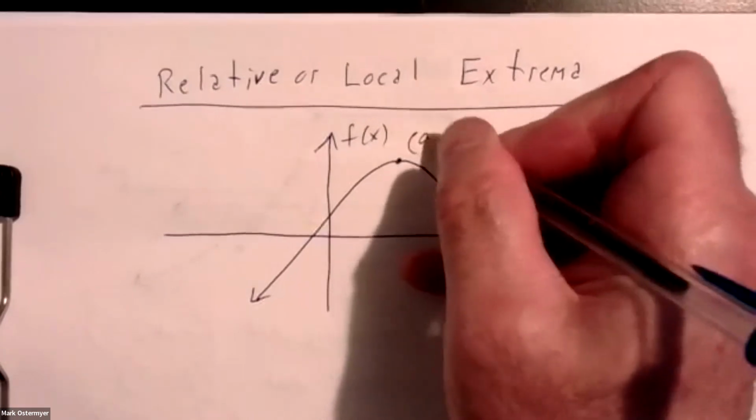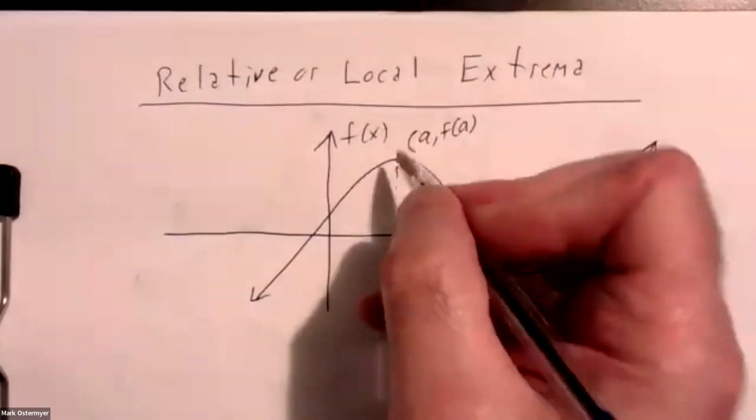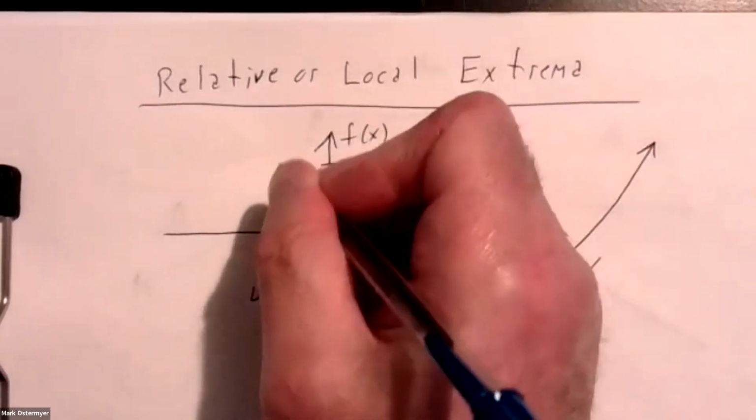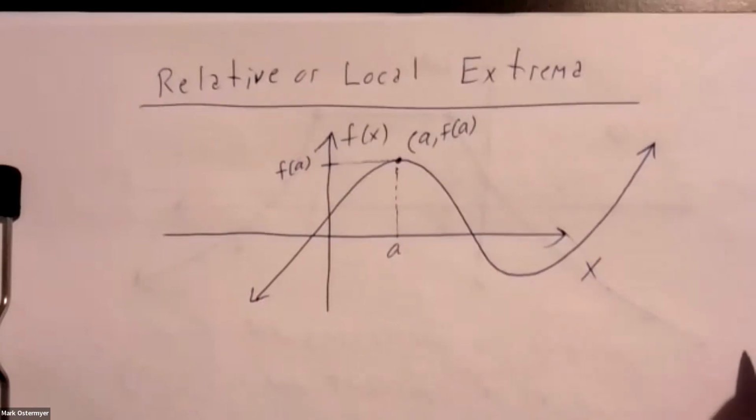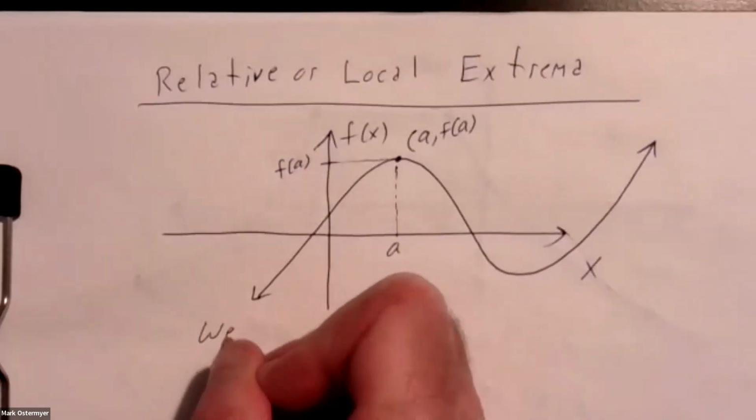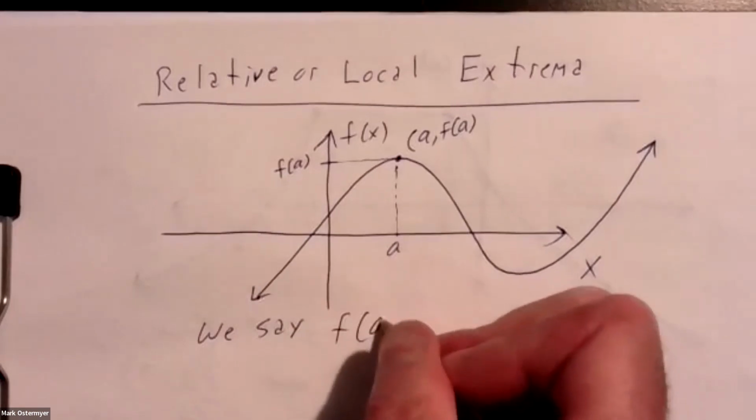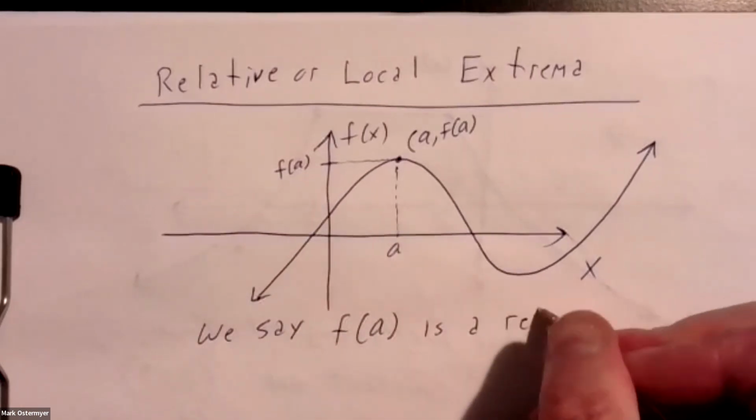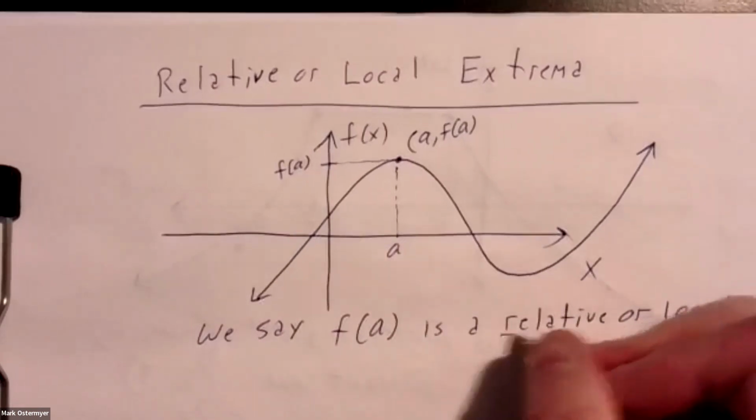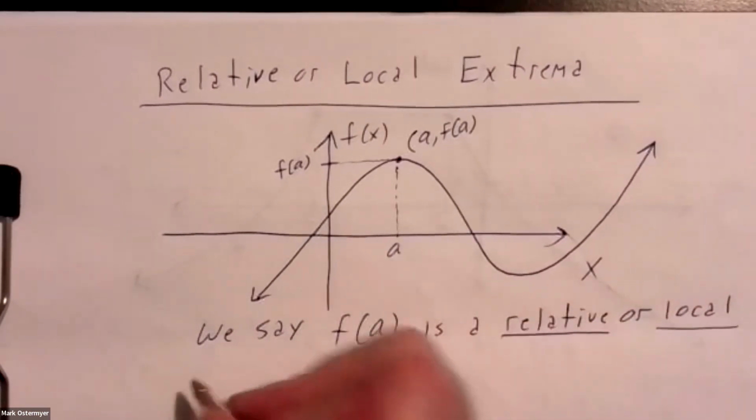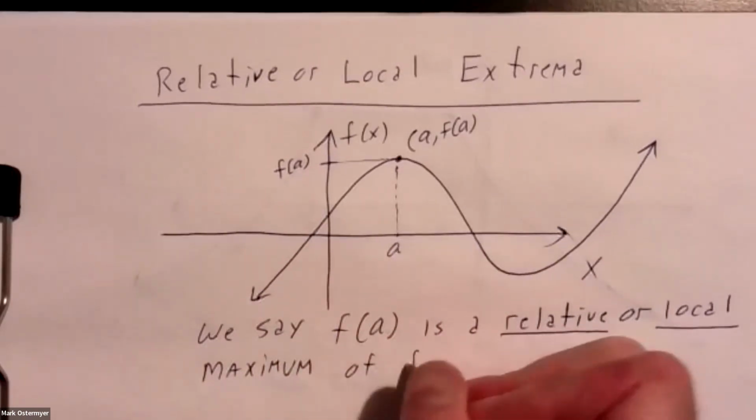I'm going to call this point here f of a. I project this horizontally back to the y-axis. I strike f of a. This is a on the x-axis. All right. We say f of a is a relative or local maximum of f of x. Some books call them relative, some call them local.